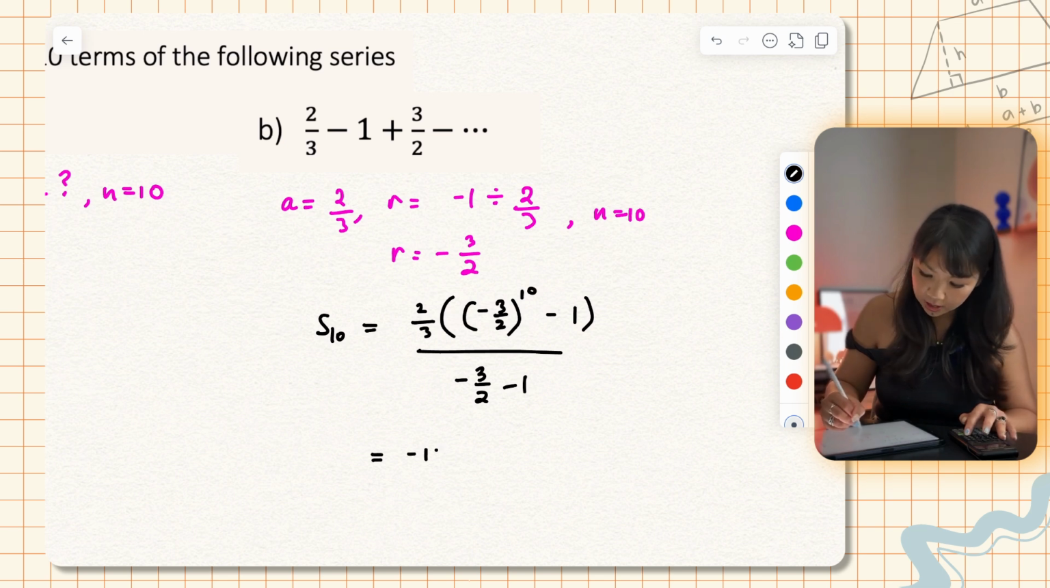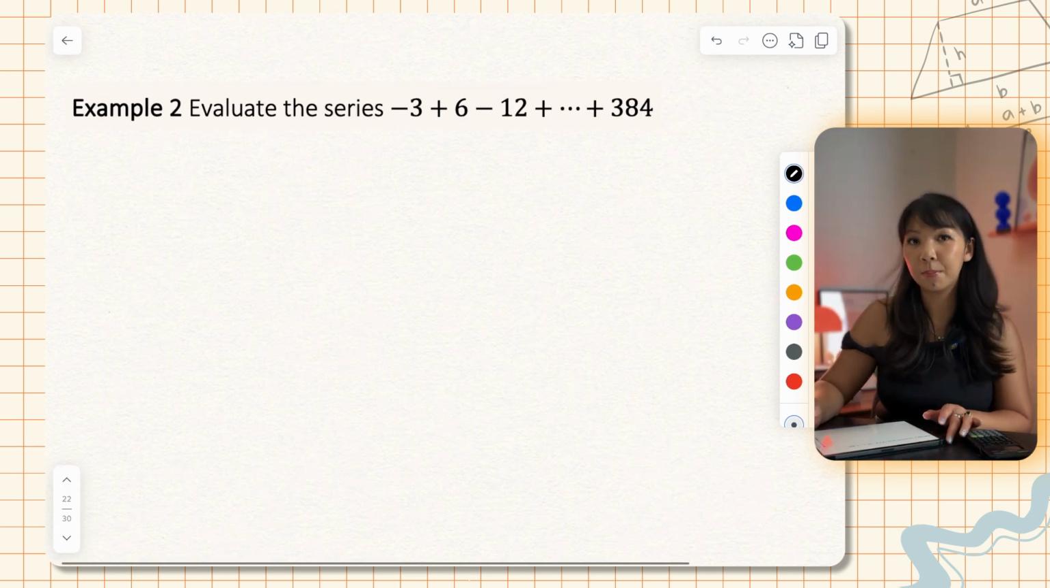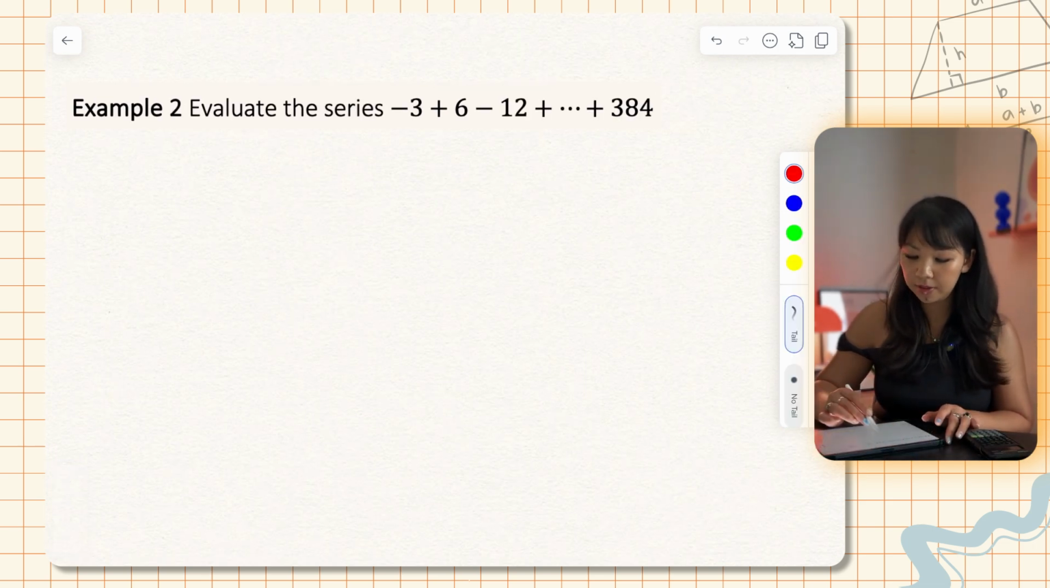That's going to give you -15.11. Okay, example number 2. Evaluate the series -3 plus 6, -12 all the way to 384.